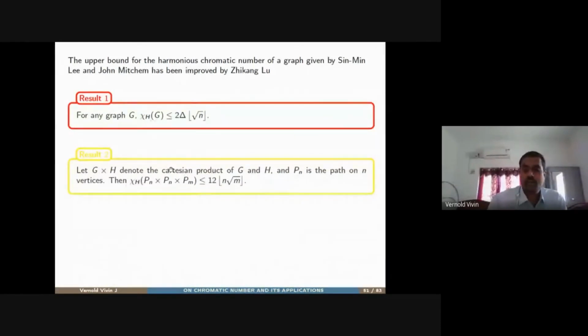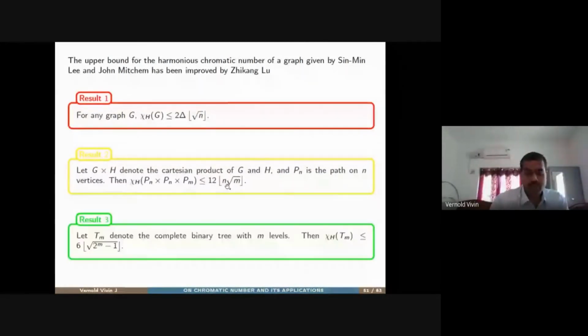This is for the Cartesian product of two graphs H and G, where Pn is a path on n vertices. Then the Cartesian product of Pn and Pm will be less than or equal to 12 times the ceiling of n times root m. And for complete binary trees, this value holds: 6 times the ceiling of root of 2 power m minus 1.